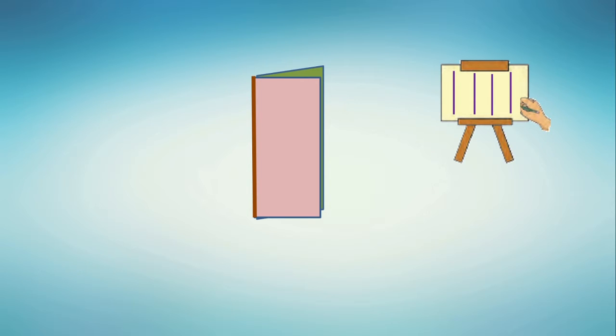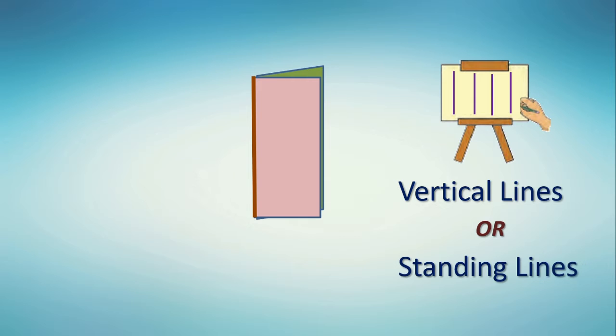Got this, children? These lines are called as standing lines. What we call standing lines, or one more name is vertical lines. When you stand, your feet touches the ground and your head is up, isn't it? Like that position is called as standing. So here also one point is up and the second point is to the ground or down. So this is called as standing position or standing lines.